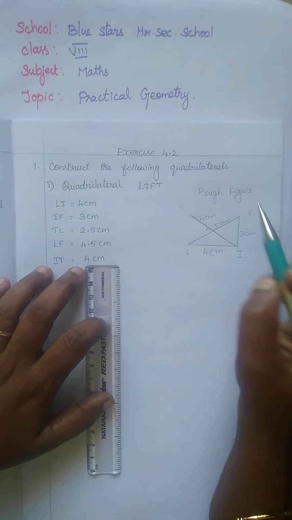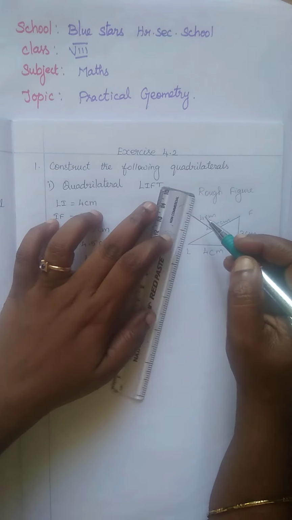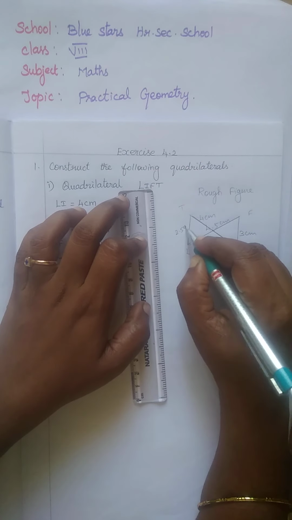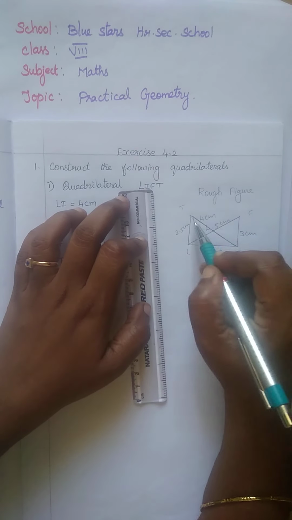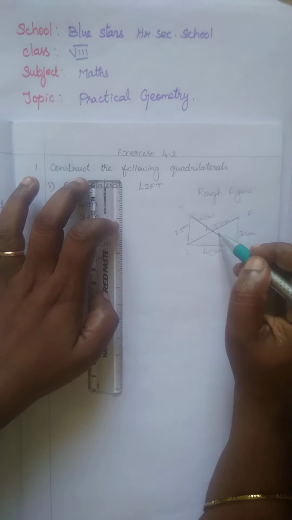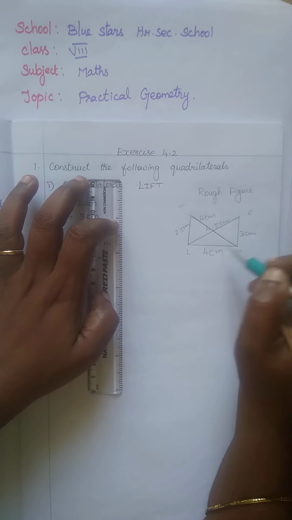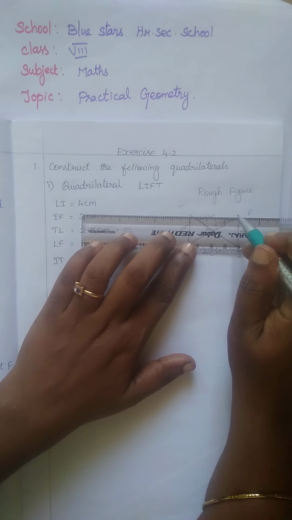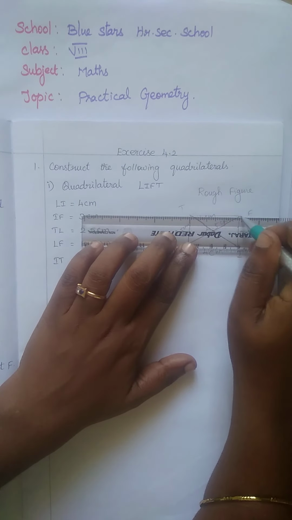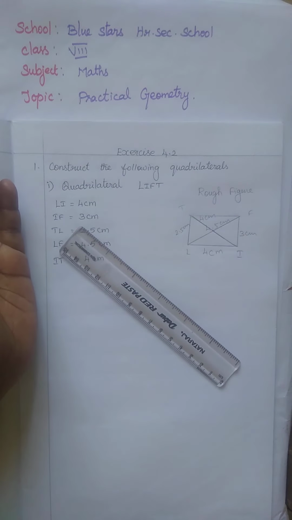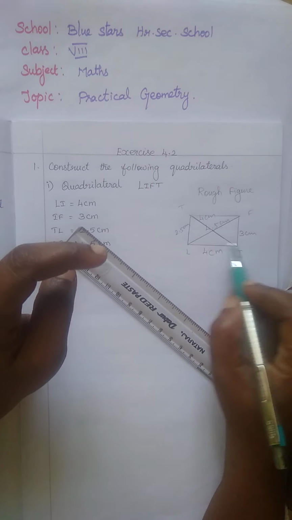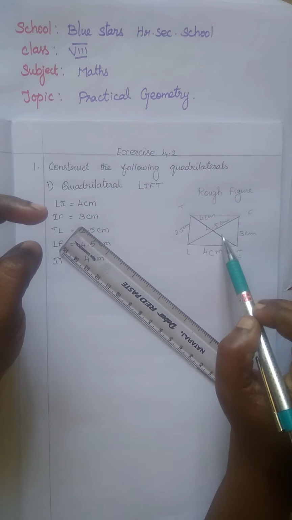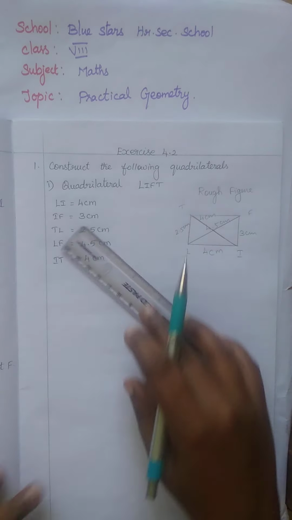Now we join LI, IF, then TL. TL is 2.5 centimeter. In this side, the length is not given. So 2 diagonals and 3 sides are given. The fourth side we don't know; we join it. That is the difference between our first exercise and second exercise. In the first exercise, 4 sides and 1 diagonal are given. In this exercise, 3 sides and 2 diagonals are given.